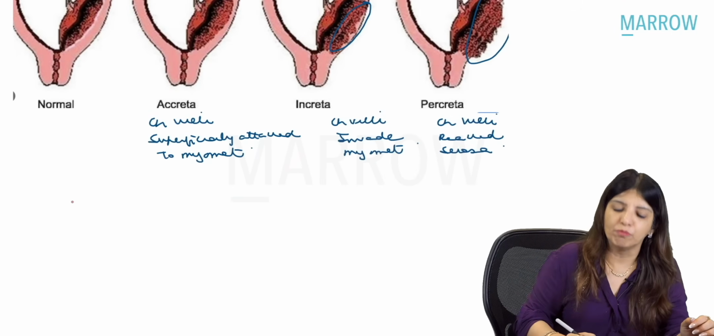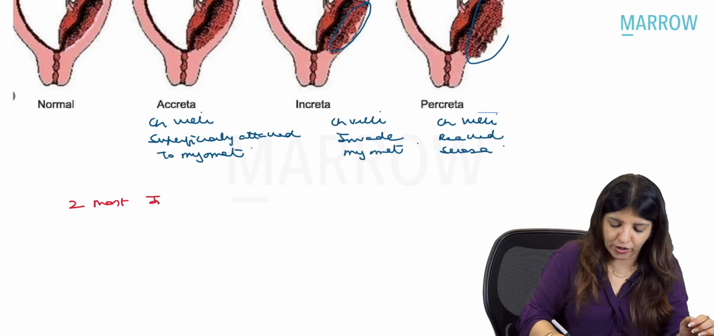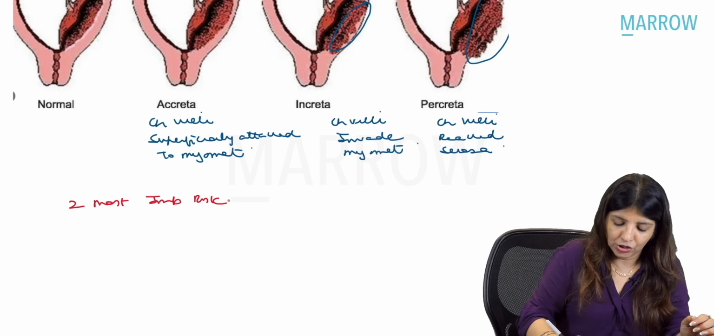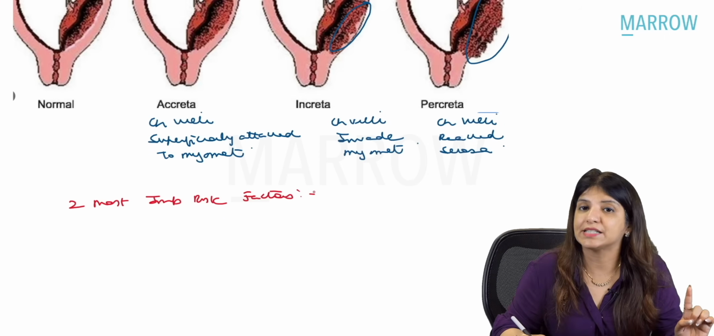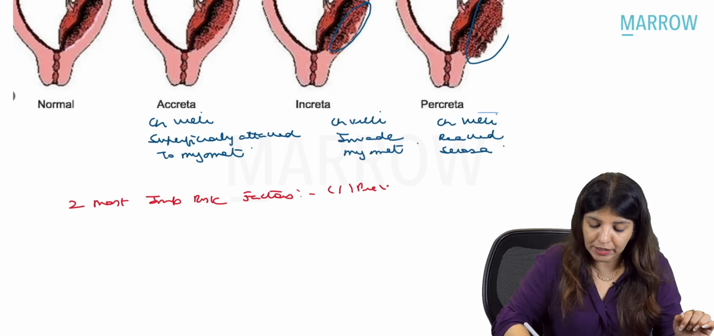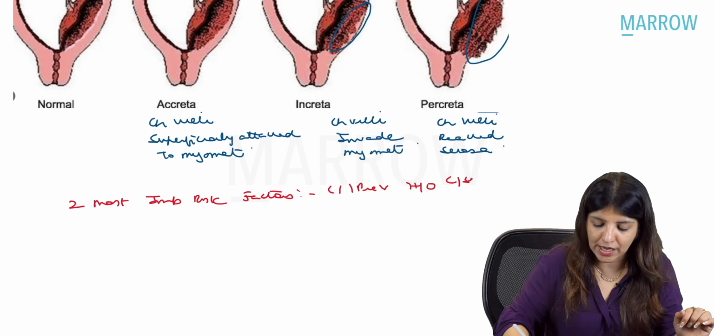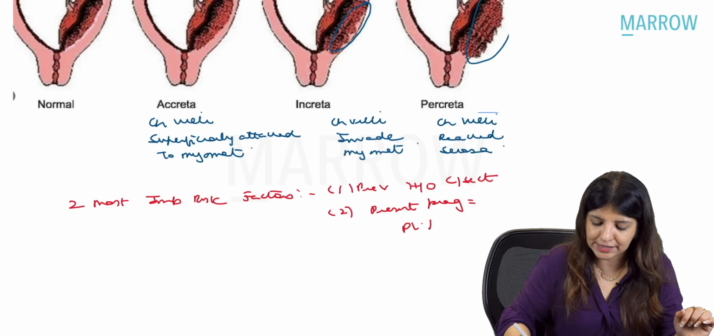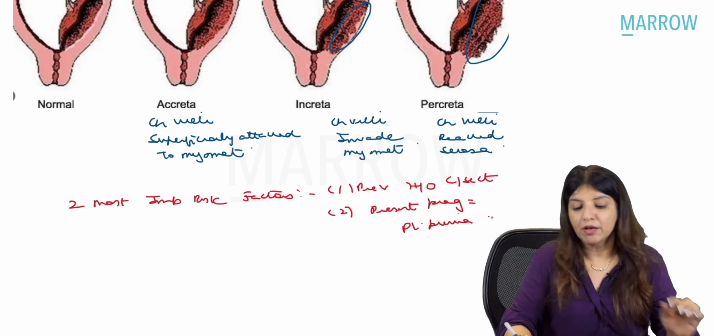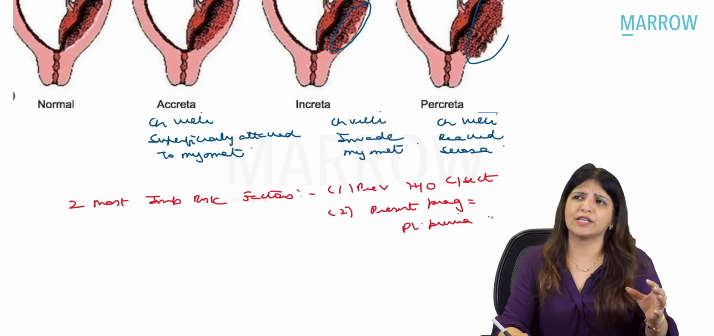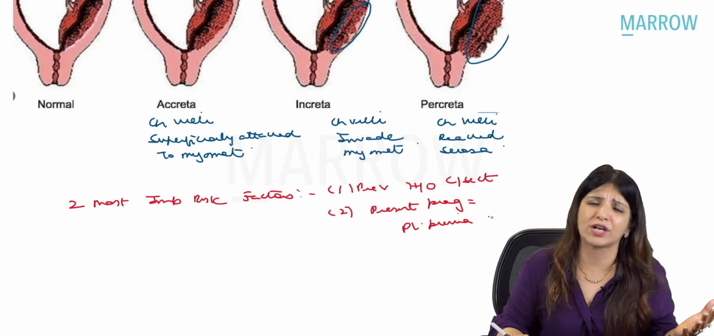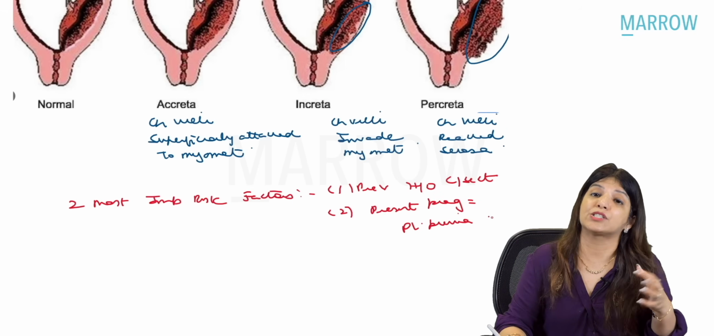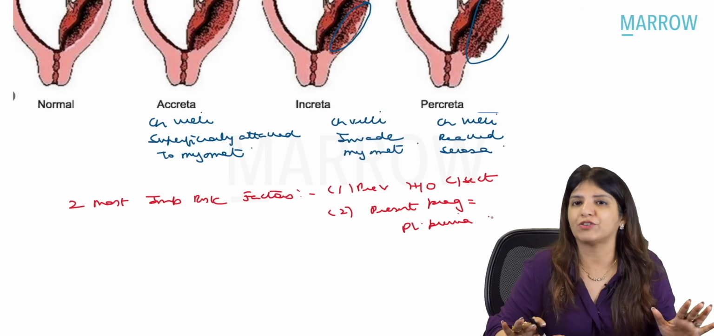Now, what are the two most important risk factors? The two most important risk factors in case of placenta accreta spectrum are previous history of cesarean section and, in the present pregnancy, if there is placenta previa. Please remember, previous history of cesarean section, previous history of any uterine surgery, previous history of any excessive curettage, all of them are risk factors.